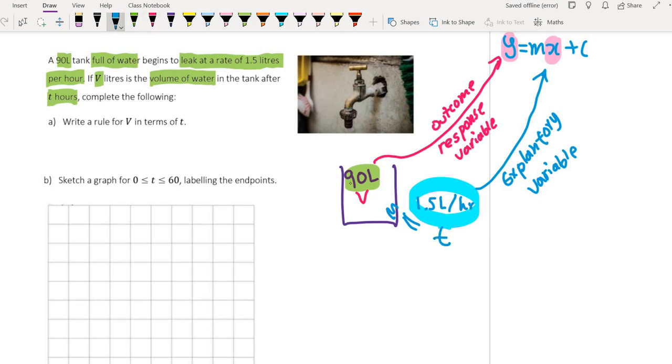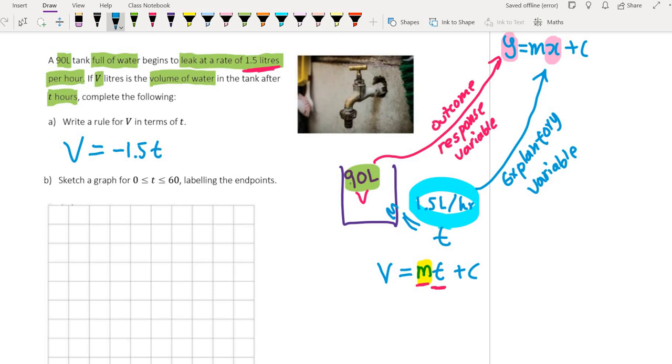So we are going to follow a relationship that looks like V equals MT plus C. So instead of x and y, we have V and T in the places that we want it. We know M from the context. M is what's happening to x, or T in this case, every time. And what's happening is we're losing 1.5 liters of water. So V is going down at a rate of 1.5 per hour.